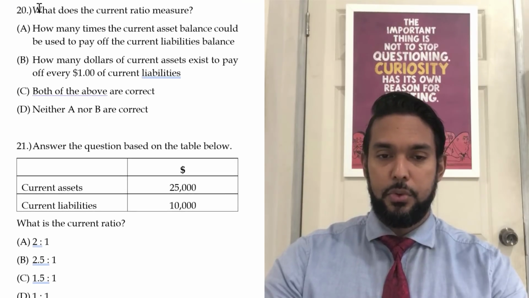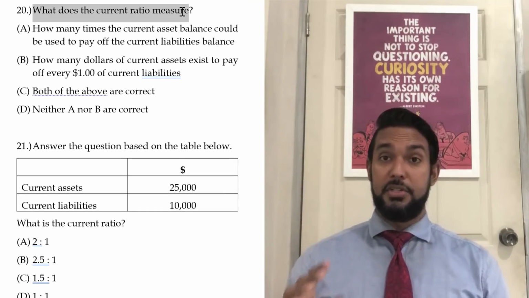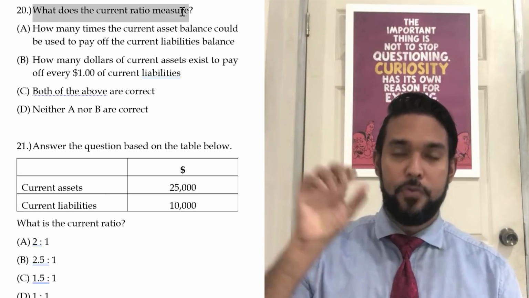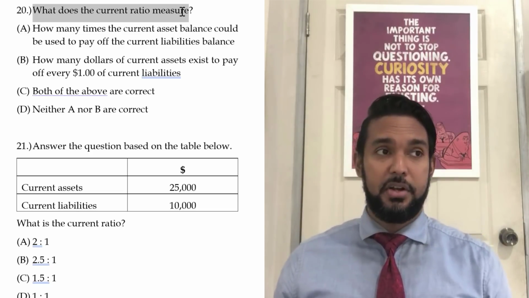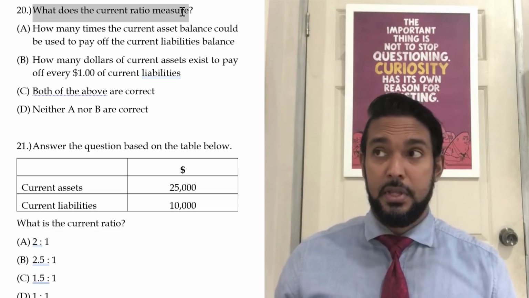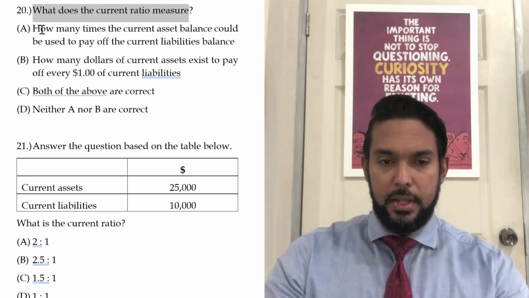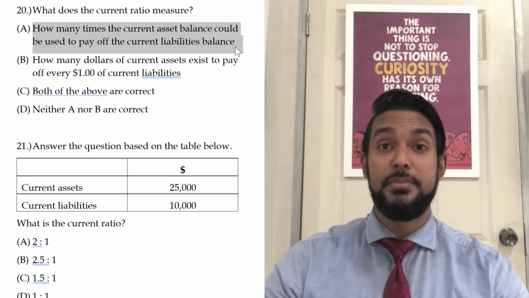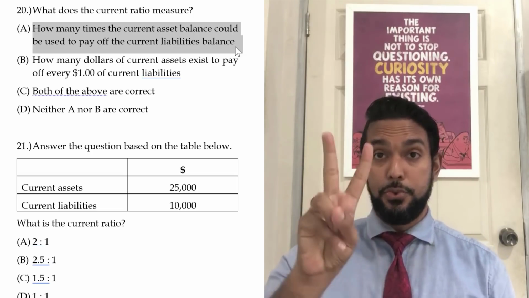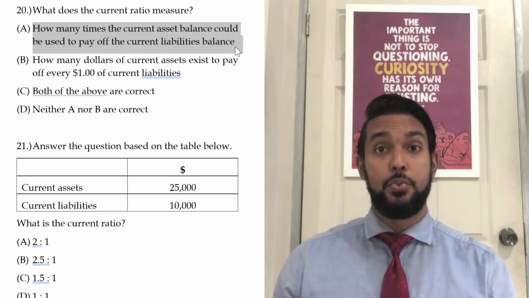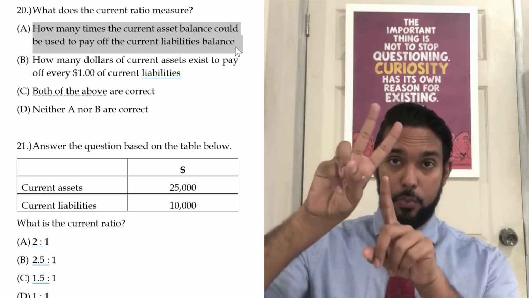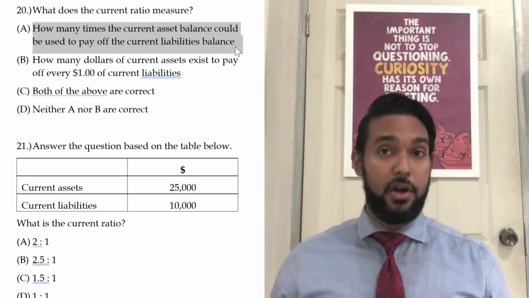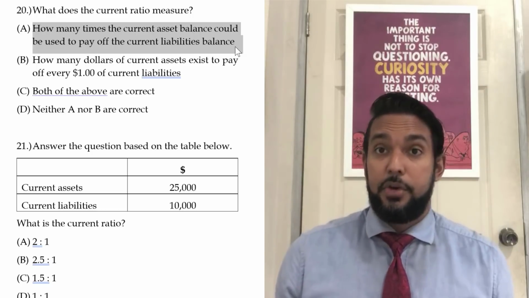Now, what does the current ratio measure? So it puts current assets over current liabilities, not multiplied by 100. You can say it is showing current assets as a proportion of current liabilities. But what it is actually showing is how many times the current asset balance could be used to pay off your current liabilities balance. For example, let's say your current assets was $2,000 and current liabilities was $1,000. 2,000 divided by 1,000 will give us 2, which means you can use all of your current assets and pay off your current liabilities twice. That's what the current ratio means.